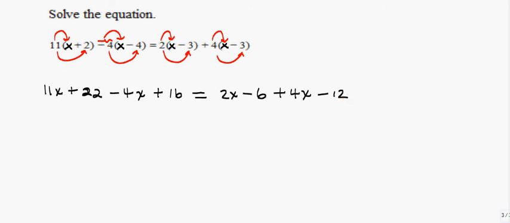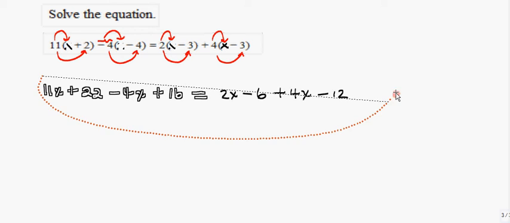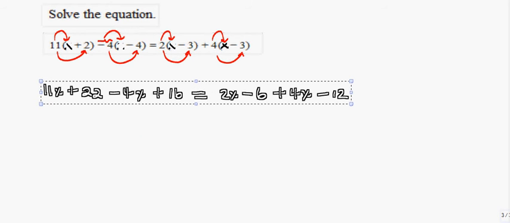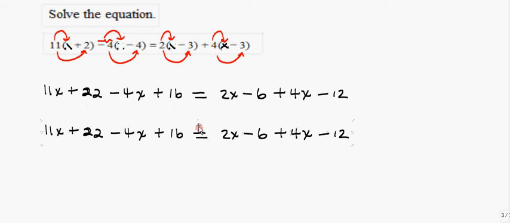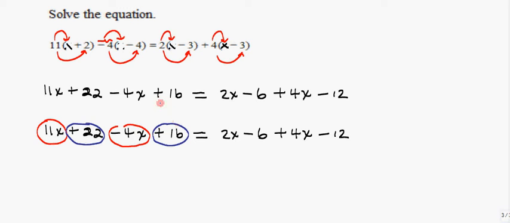So now we've got a bunch of like terms to gather and combine. So let's copy that and circle our like terms. On the left side, we have 11x and a negative 4x. And we also have positive 22 and a positive 16. So let's just do those first.